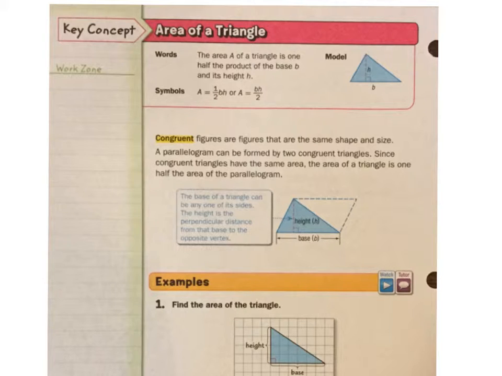Let's talk about congruent. That's an important vocabulary word. Congruent figures are figures that are the same size and shape. Same size, same shape. A parallelogram can be formed by two congruent triangles. So we have this triangle here. If we put a triangle here, if you look at the overall thing, I'll do it in blue, this right here. Oh, we got a parallelogram.